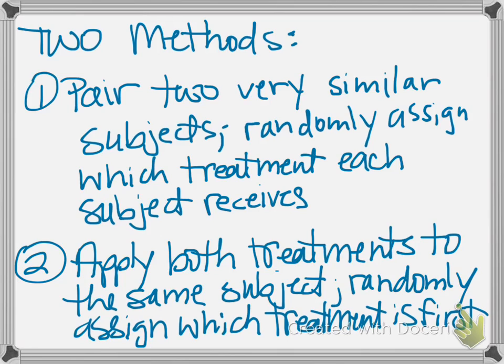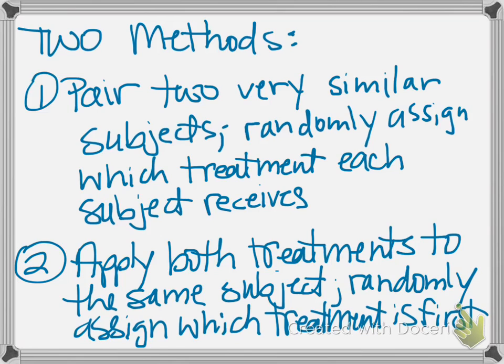Which method you use is going to be dictated by the type of experiment that you're conducting. Some experiments just won't allow one or the other of these methods. For instance, if you're trying to establish how effective a certain drug is, you probably would not want to use the second method of matched pairs, where you would give perhaps the same person either a placebo or the actual drug, and you would try to see which one was more effective.